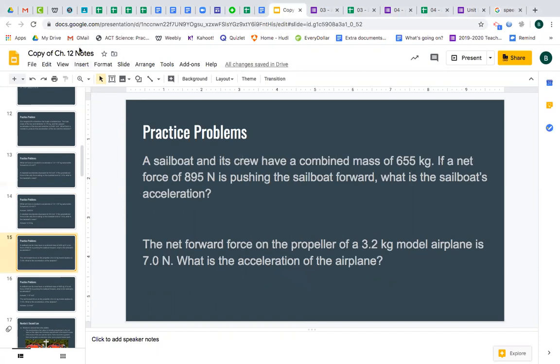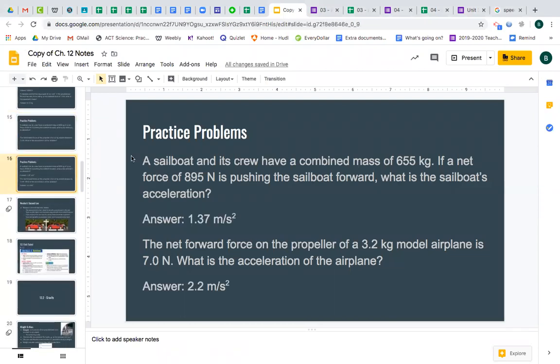The first one: a sailboat and its crew have a combined mass of 655 kilograms. If a net force of 895 newtons is pushing the sailboat forward, what is the sailboat's acceleration? So this time we're solving for A. And on the next one, the net force on the propeller of a 3.2 kilogram model airplane is 7 newtons. What is the acceleration of the model airplane? So again, you're solving for acceleration. Pause this video if you want to try those, and when you're done, hit play and you'll get your answers to check and see if you did them correctly.